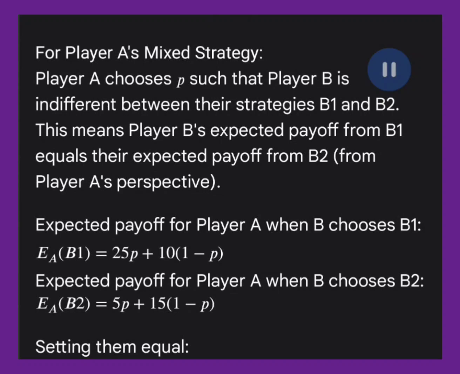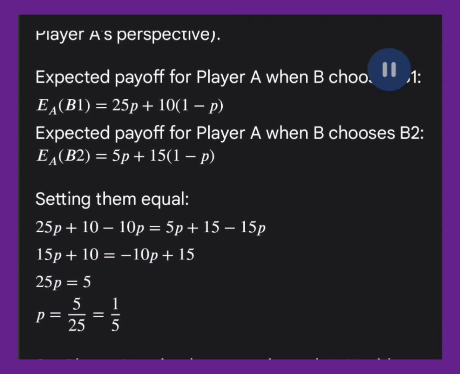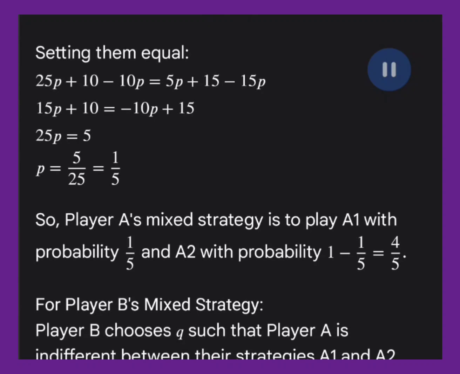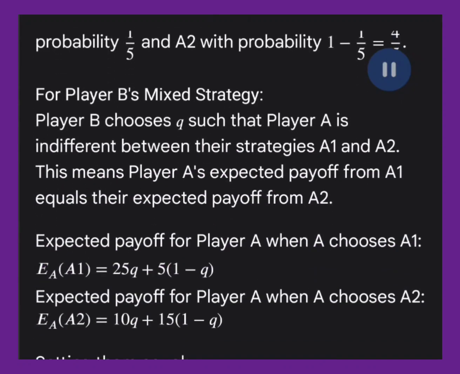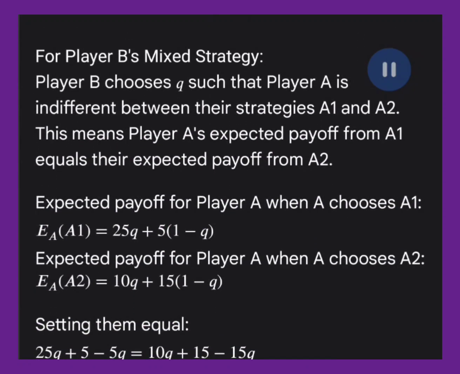Setting them equal, 25P plus 10 minus 10P equals 5P plus 15 minus 15P. 15P plus 10 equals minus 10P plus 15. 25P equals 5. P equals 5/25, which equals 1/5. So player A's mixed strategy is to play A1 with probability 1/5 and A2 with probability 1 minus 1/5, which equals 4/5.